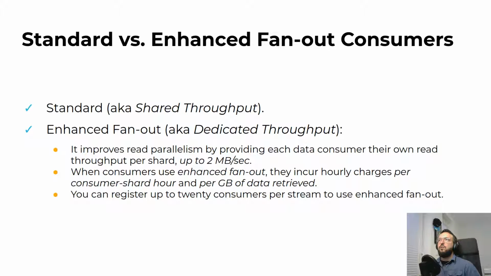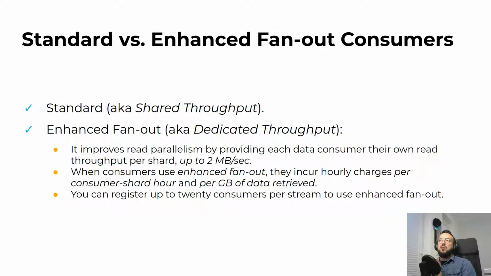And I would like to show you here a difference between standard and enhanced fan-out consumers. And this is really crucial when it comes to understanding how Kinesis, KDS, works. So first things first, we've got 2 types of consumers, and by default, you are using the standard consumers. They are often called in documentation shared throughput consumers. Why? You will see in a moment. Then you've got an alternative type of consumer called enhanced fan-out consumer, which is called dedicated throughput in documentation.